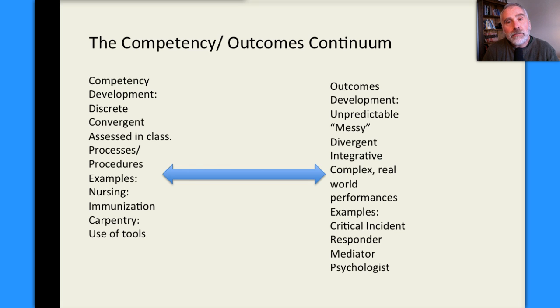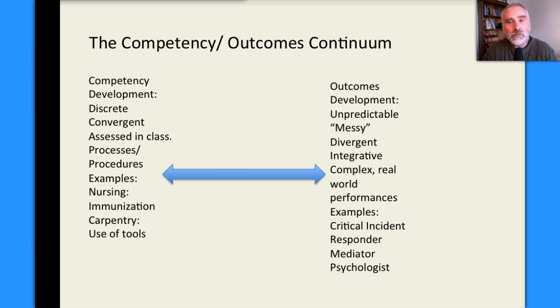It's a step-by-step thing. The nurses generally are beginners, they're novices, they're learning a new set of processes, a new set of perhaps even psychomotor skills. Another example would be carpentry, use of tools, for example, where you're teaching people who don't know anything about tools to use tools. So that's the competency development area on the one end of the spectrum.